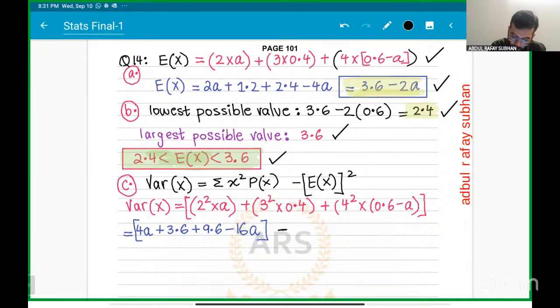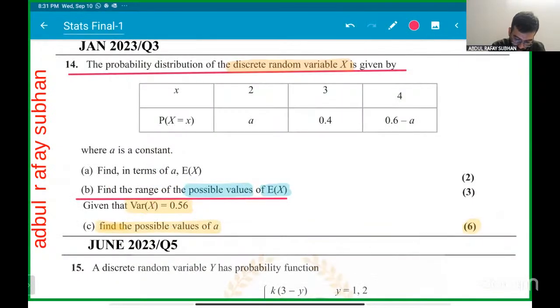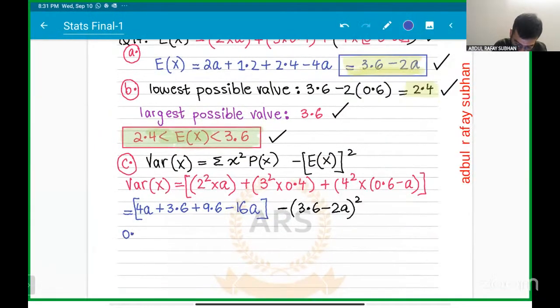ये वेरिएंस है और माइनस द मीन स्क्वायर. मीन का स्क्वायर क्या हो जाएगा? 3.6 minus 2 times of a whole square. इसको माइनस करना पड़ेगा स्टूडेंट्स, which will be equal to the variance, which is 0.56. Is everyone following? Understanding on the same page? This will be, sir, 0.56. That will be the case, okay?